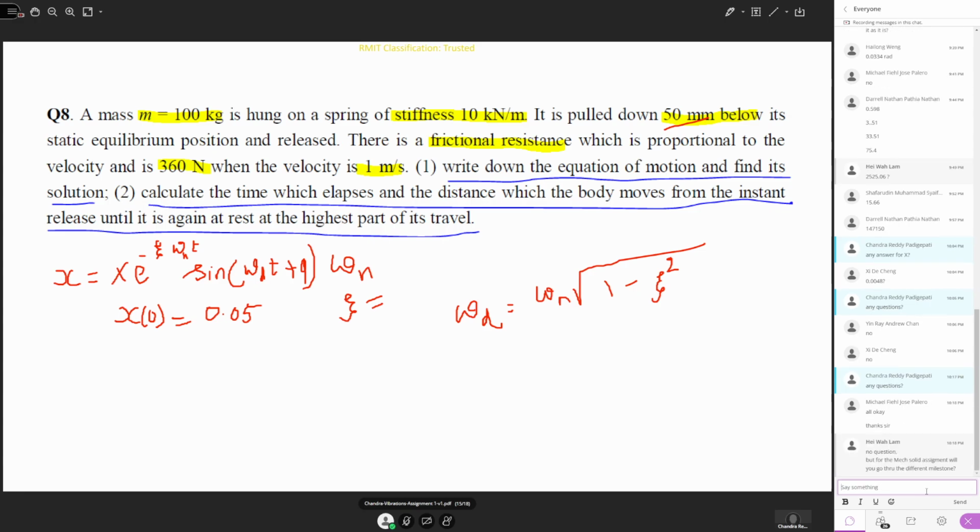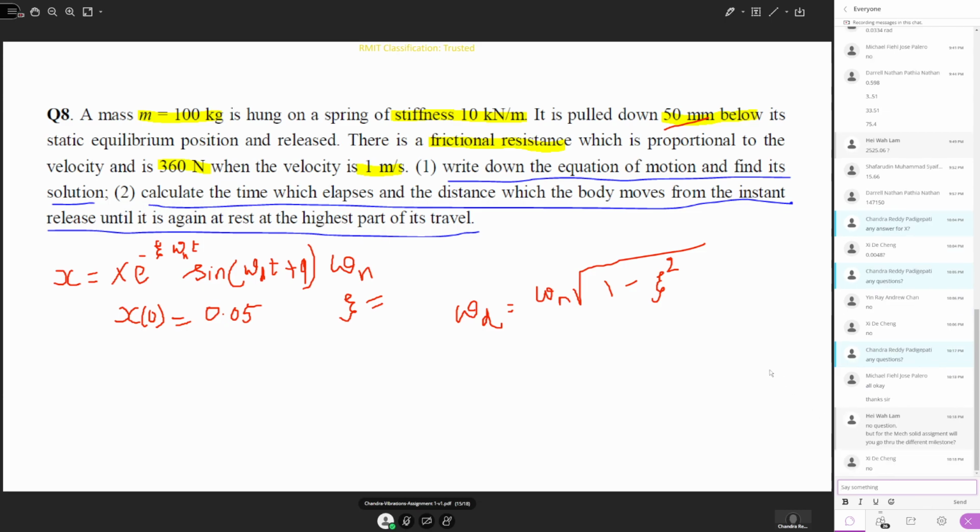If you have no questions, then Eva is asking me about the mechanics of solids assignment, will you go through the different milestones? Yes, I think the next two sessions we have solid mechanics. So I'll be going through all the milestone questions, Eva. Nothing to worry about on that.